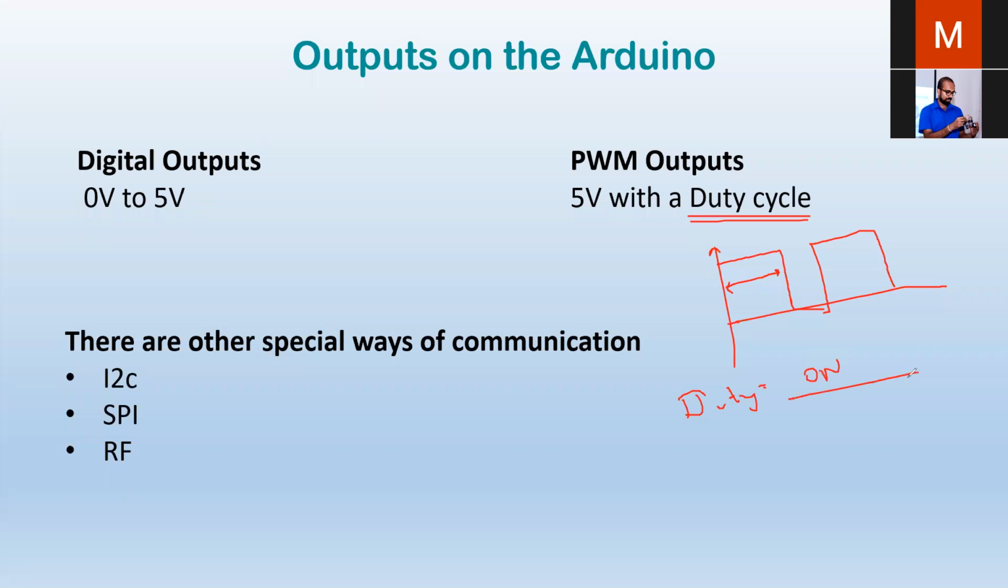a signal like this, right? And the period is let's say 1 second, right? And it is on for half a second. What is the duty cycle? Anyone? Right. So we have a 50% duty cycle.